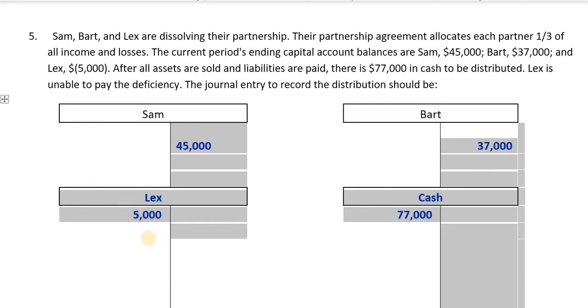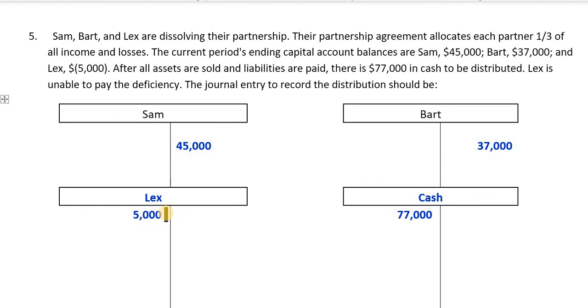Well, we have to do something about Lex. He can't be negative. We have two choices, right? Choice 1, we give him a call and say, Lex, my friend, your capital is negative, can you please give us the $5,000? It's a yes or no question. In this case, we're told that Lex doesn't have the $5,000, so he can't pay.